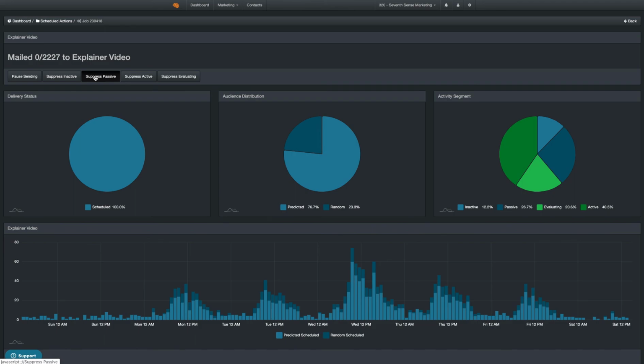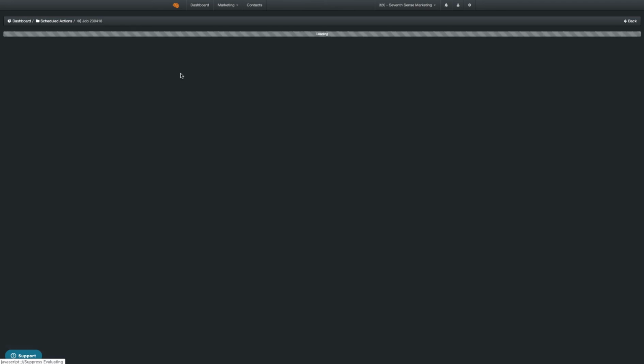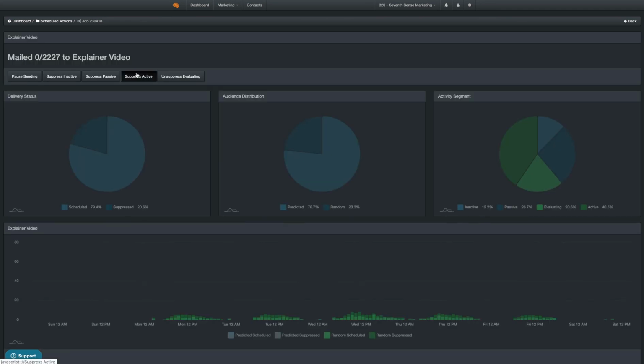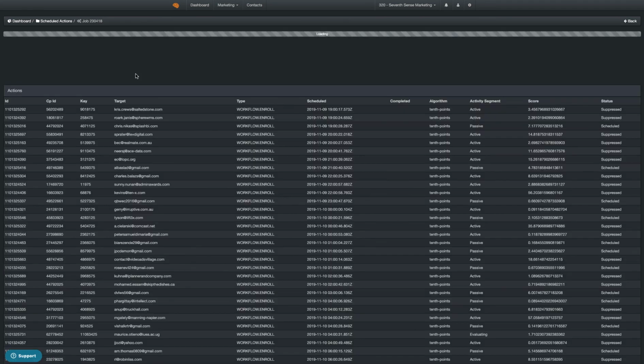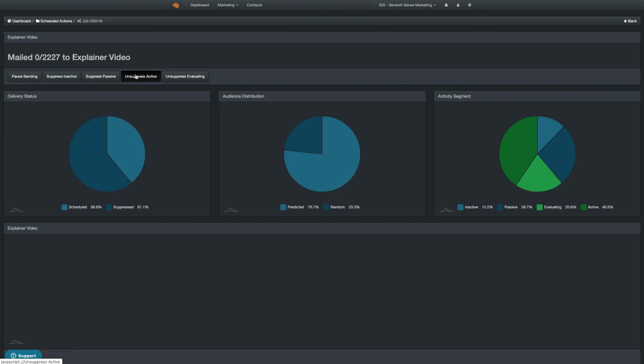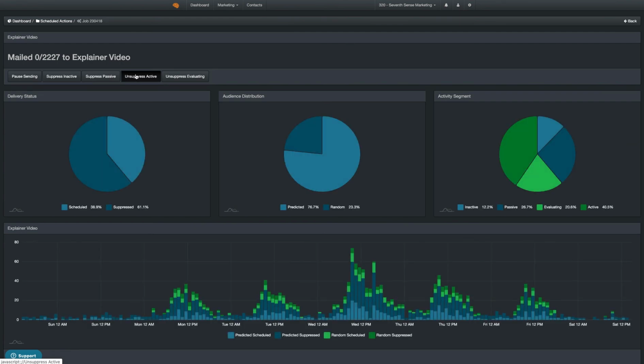We can simply suppress the active and evaluating segments from the mailing without having to perform a bunch of segmentation in HubSpot. Again, here the possibilities are really endless.